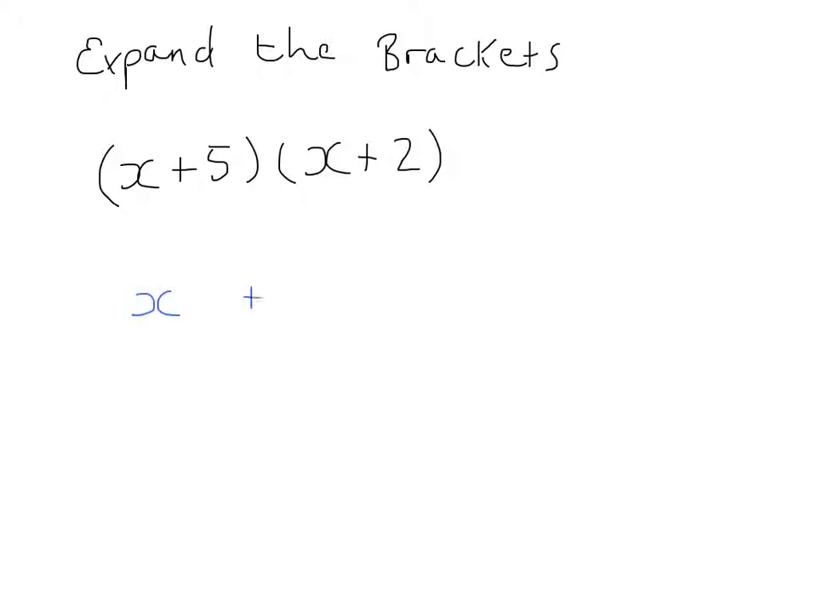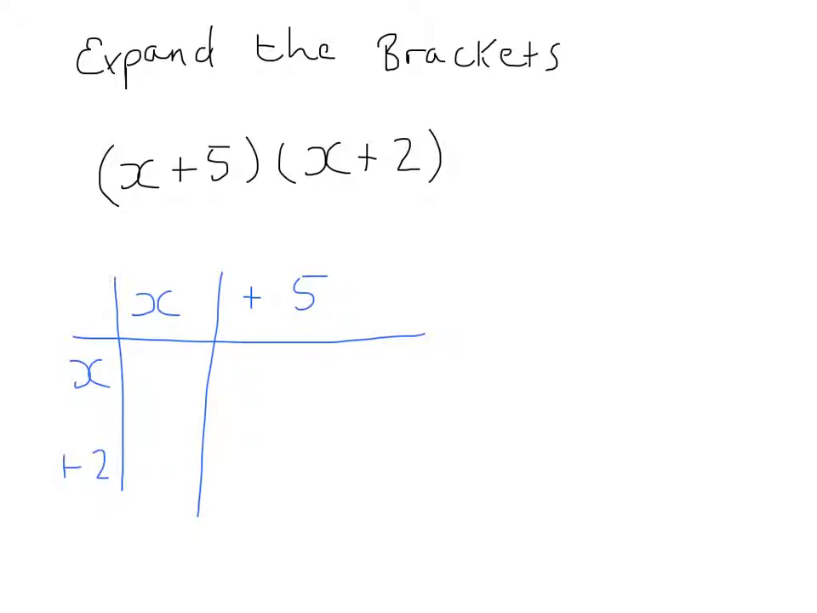First, we rewrite each expression. So there's the first one, x plus 5, and then we put a grid around it. And then we write the second expression, x and plus 2. It's very important that we include the signs, especially when they become negative.